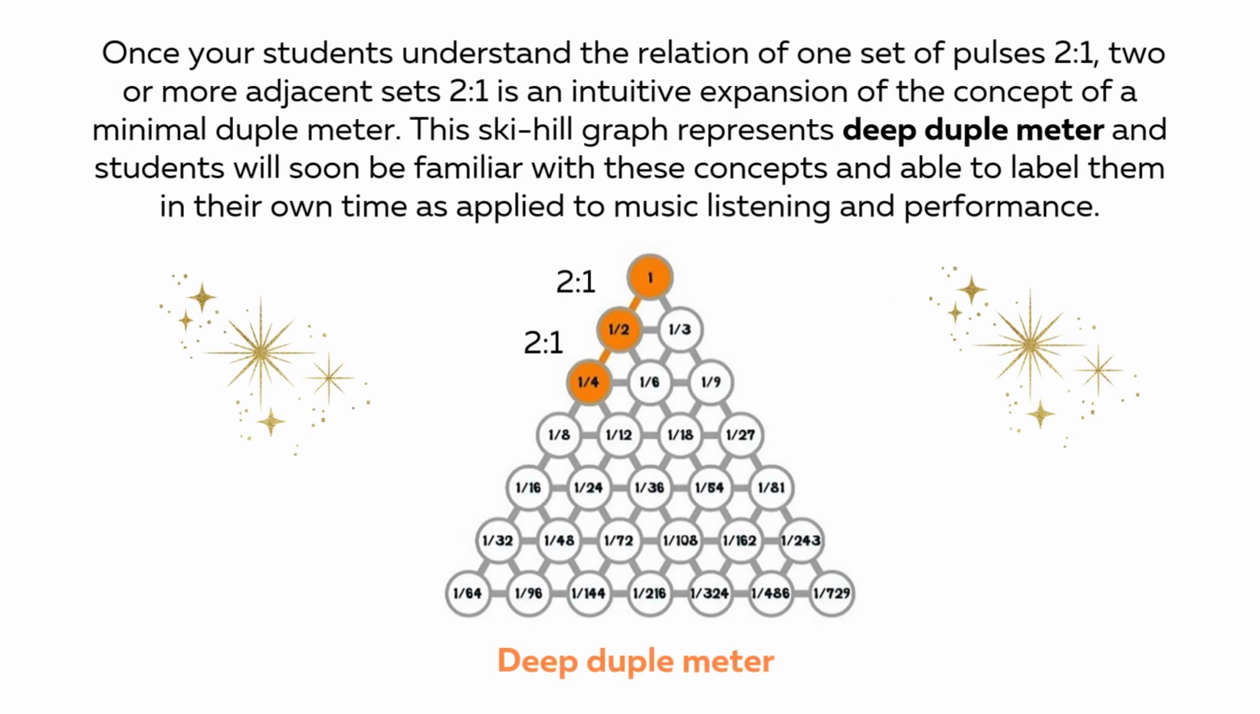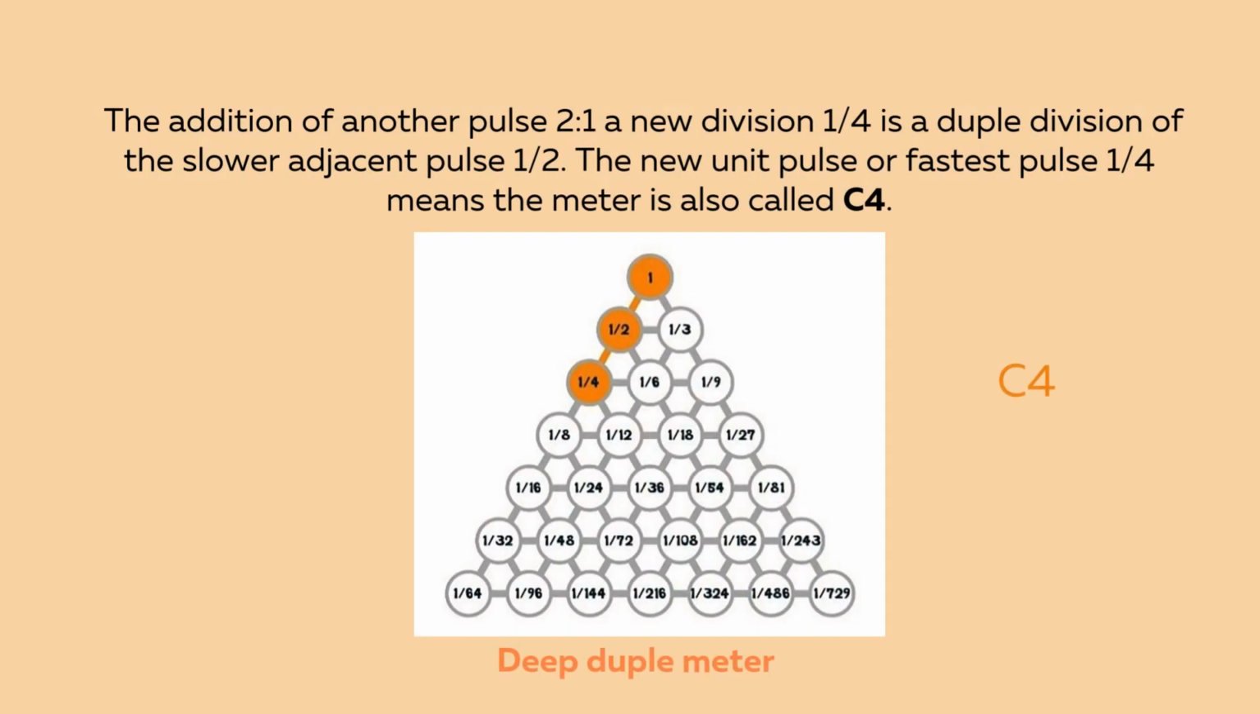Once your students understand the relation of one set of pulses 2 to 1, 2 or more adjacent sets 2 to 1 is an intuitive expansion of the concept of a minimal duple meter. This skill graph represents deep duple meter, and students will soon be familiar with these concepts and able to label them in their own time as applied to music listening and performance. The addition of another pulse 2 to 1, a new division 1/4, is a duple division of the slower adjacent pulse 1/2. The new unit pulse or fastest pulse 1/4 means the meter is also called C4.